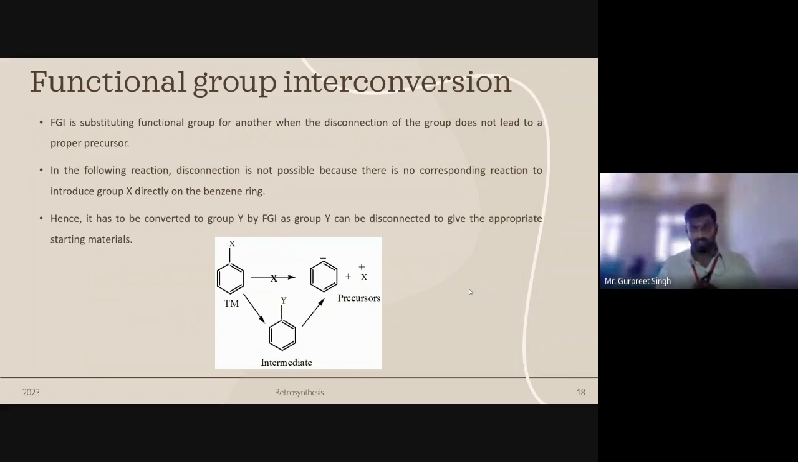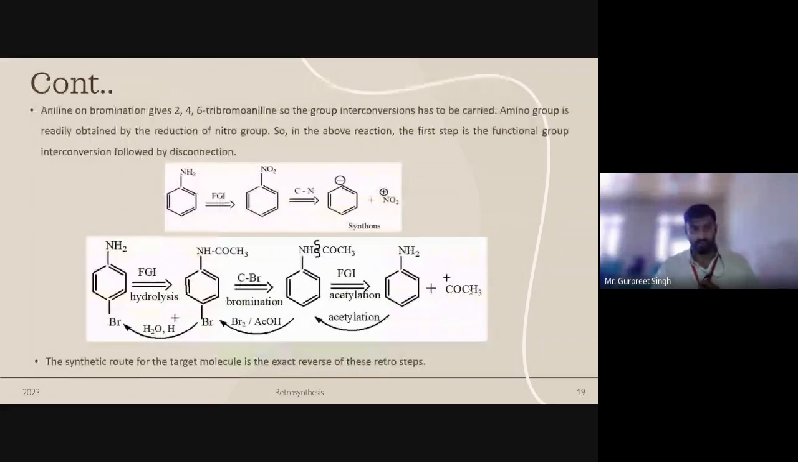If the group cannot be directly synthesized or directly attached to the molecule, then you need this approach. You can convert one functional group to another functional group. I have given you two examples. First is the synthesis of aniline. In the retrosynthesis, we have nitrobenzene, and if you perform a CN disconnection, we end up with these two synthons.